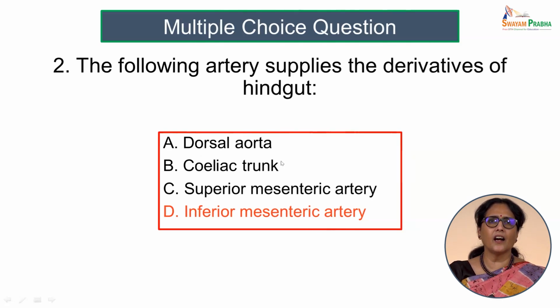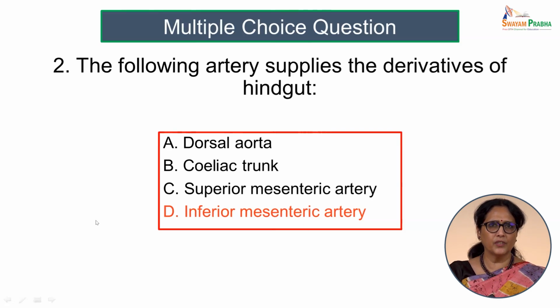Celiac trunk is the artery of foregut and supplies all the derivatives of foregut. Superior mesenteric artery is the artery of midgut. It supplies all the derivatives of midgut. So, the answer to this question, the derivatives of hindgut are supplied by inferior mesenteric artery.